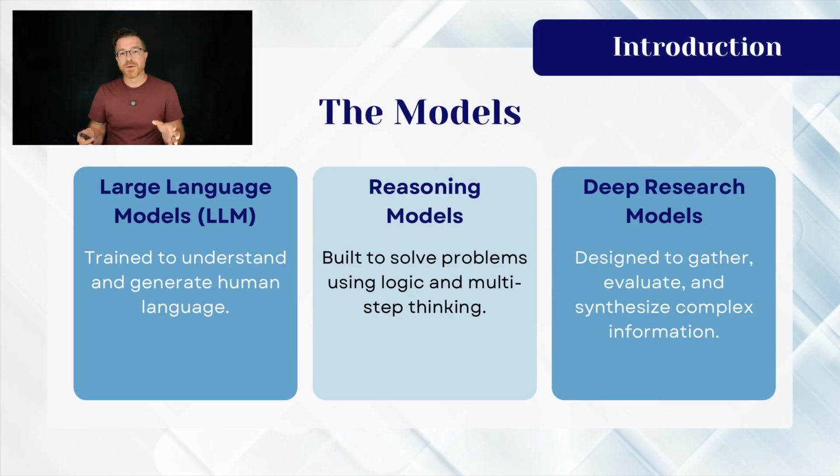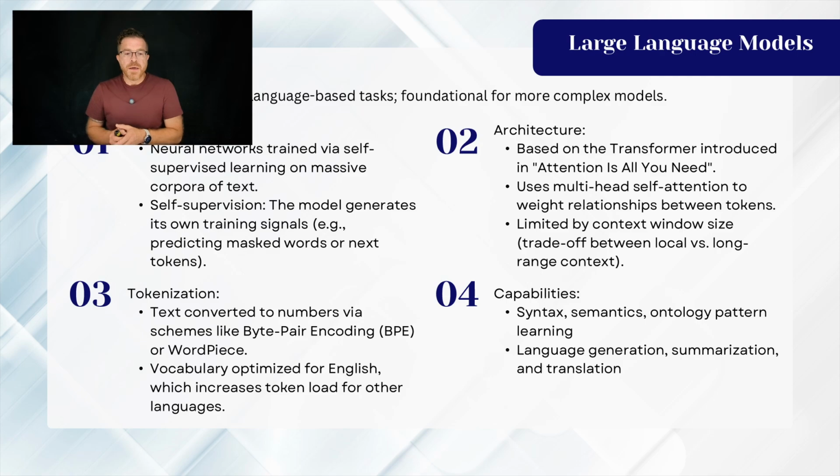So first, let's talk briefly about the three different types of models. We have large language models, often called LLMs, which are trained to understand and generate human language. You have reasoning models, which are built to solve problems using logic and multi-step thinking. And then you have deep research models, which are designed to gather, evaluate, and synthesize complex information. So let's look at large language models first.